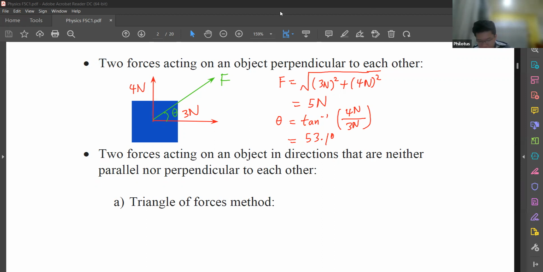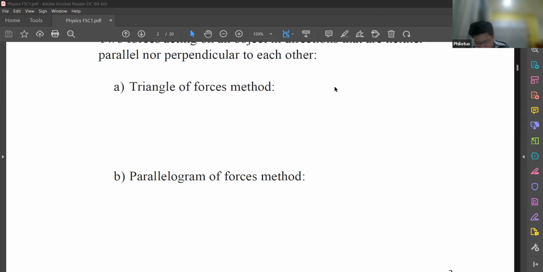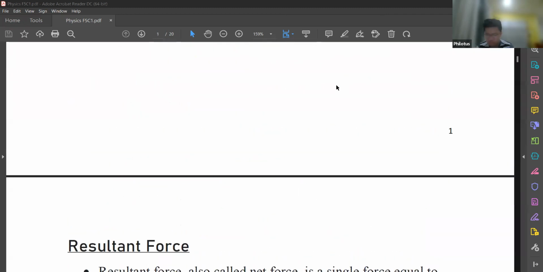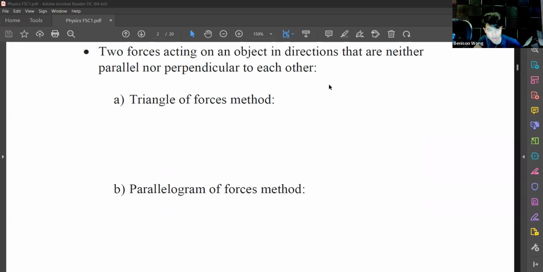So now let's get to the hard part of this chapter. Not hard part of this chapter. Actually, this subtopic of resultant force, there's only 4 parts. So this is the tougher part one. When both forces are neither parallel nor perpendicular to each other. So if it's same direction or opposite direction, it is parallel. But if it's not parallel, not perpendicular, how do we find the force?